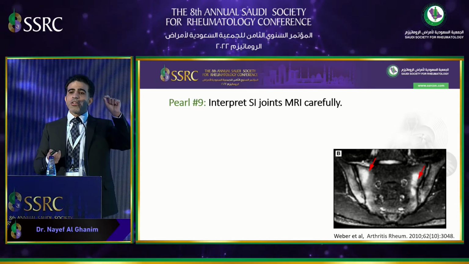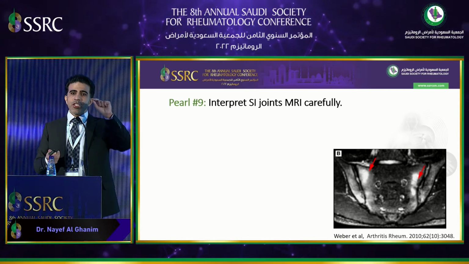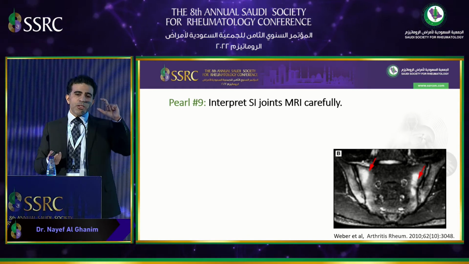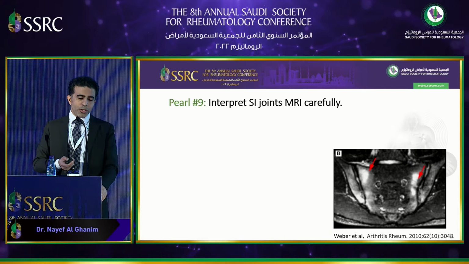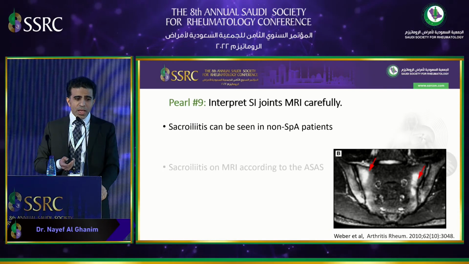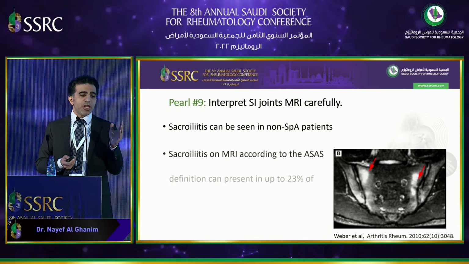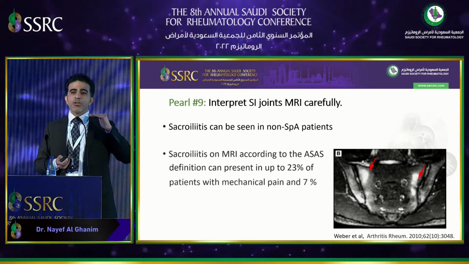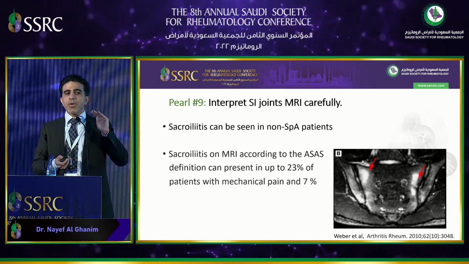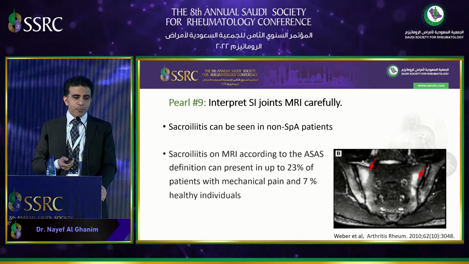The usual definition is either 2 bone edema lesions in 1 slice or 1 bone edema lesion in 2 slices of MRI sacroiliac joints. And based on this definition, you can see sacroiliitis even in normal people. You can see it in any patient with chronic back pain.